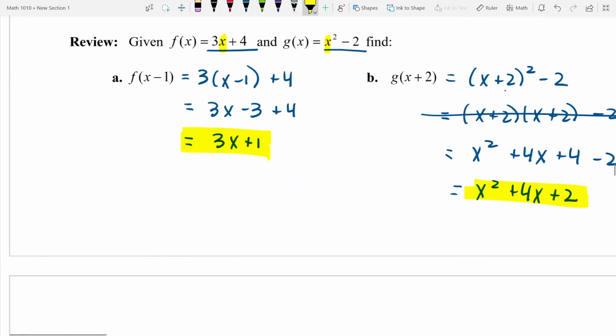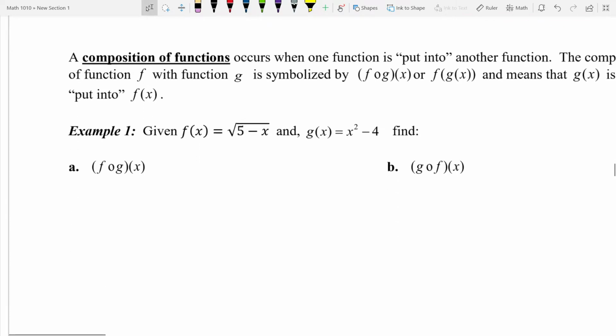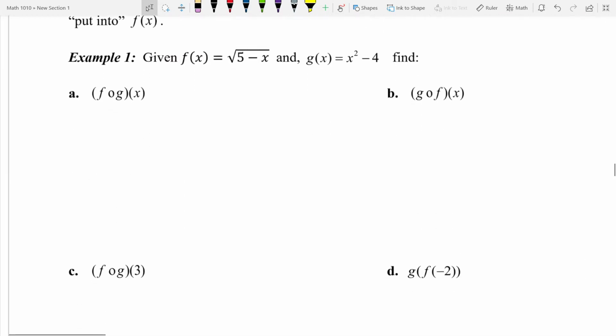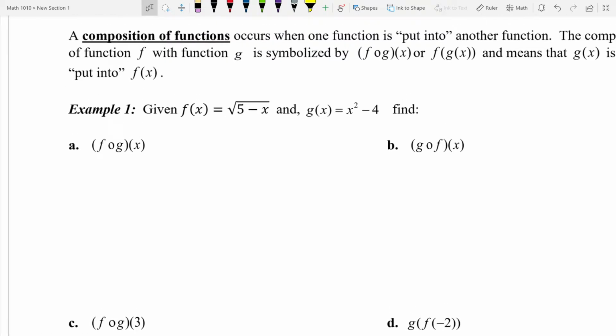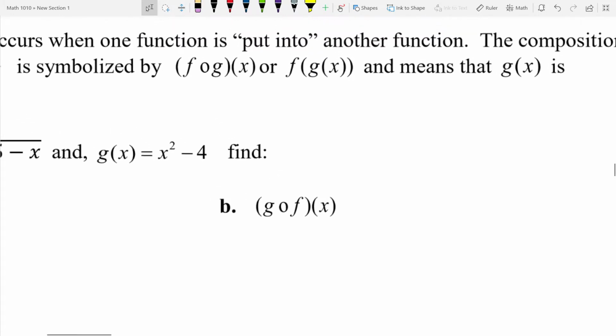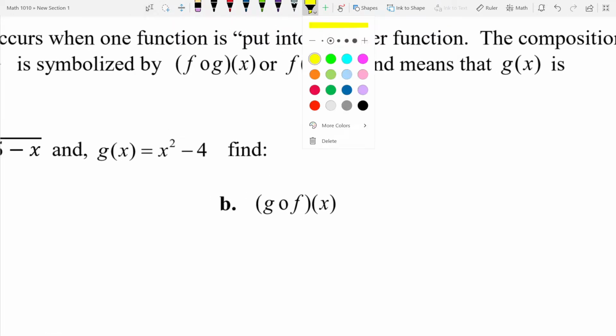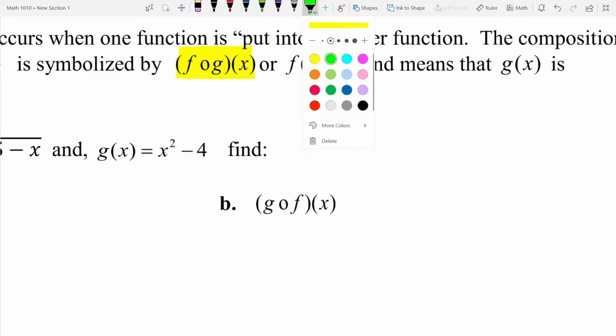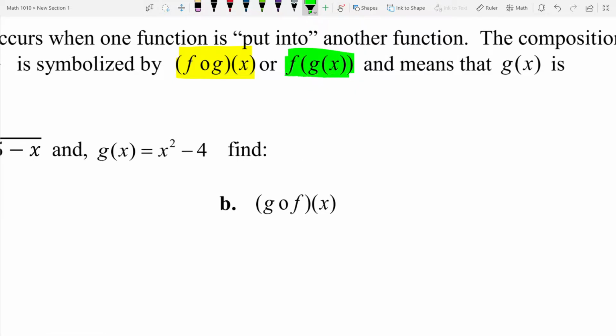Okay? All right. Question, this one right here. So that was review, I guess. Okay? This is composition of functions. Okay? This is super important, so I want you to look right here. Okay? Look at this one right here in yellow. Okay? I don't think it's as easy as this guy right here in green. And they mean exactly the same thing.